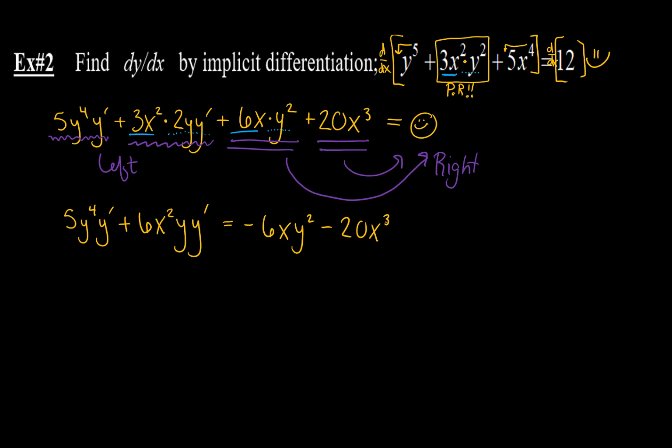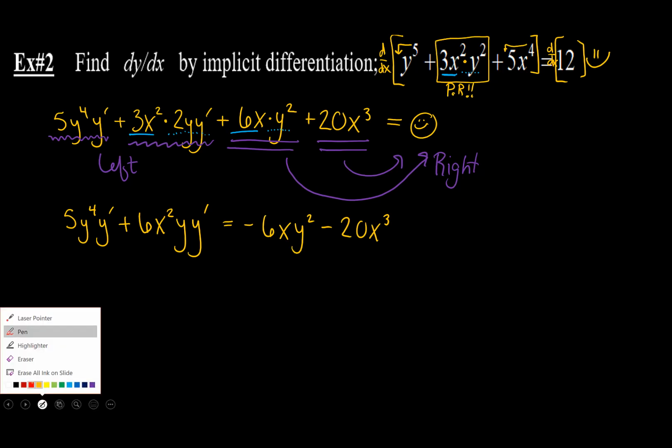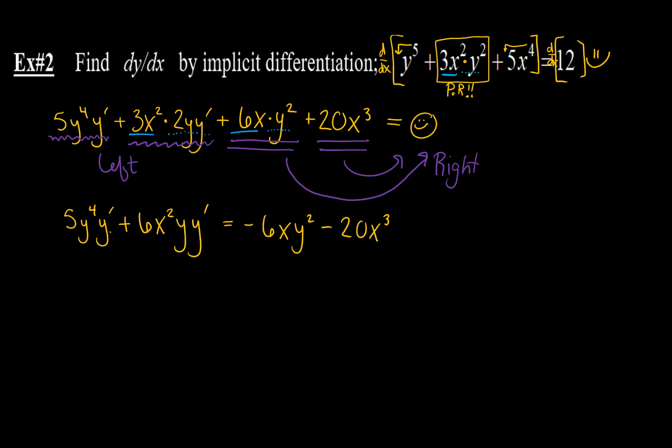Okay, anyways. All right, now that I've moved everything over from the left side and the right side, I'm going to do some factoring. So remember, I got a y prime here, and I got a y prime here. So I'm going to factor y prime out of the left side of the function, and everything else just goes along for the ride. For this left side, once I factor the y prime out, I just have 5y to the 4. And once I factor the y prime out here, I'm going to have 6x squared y over here.